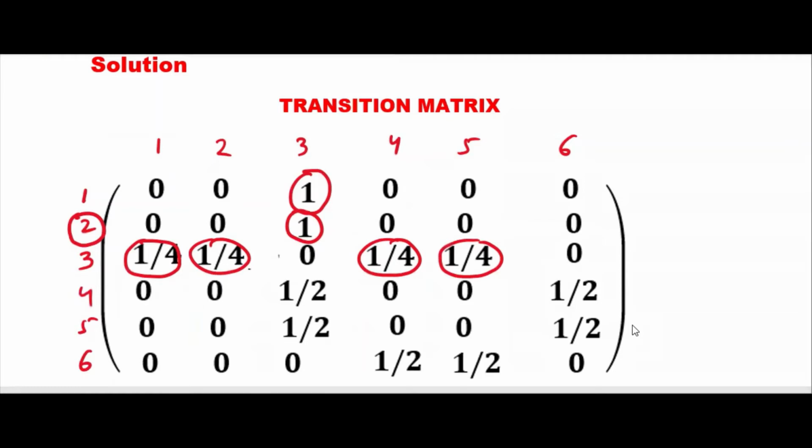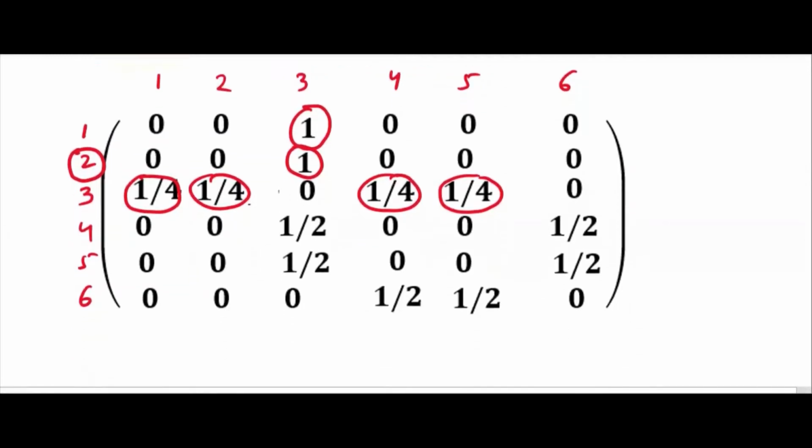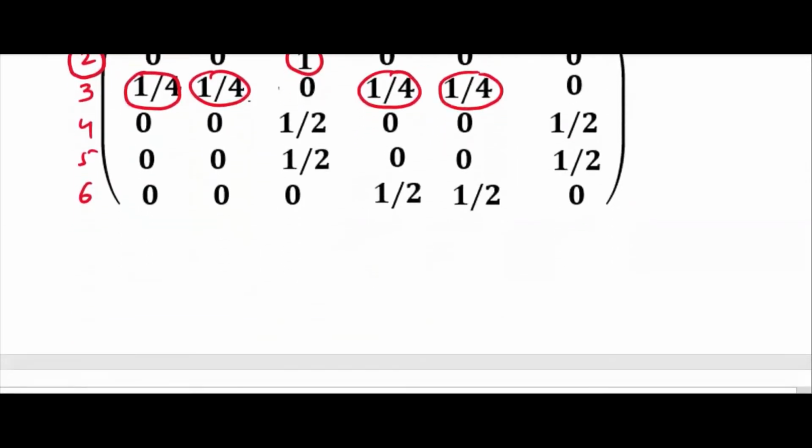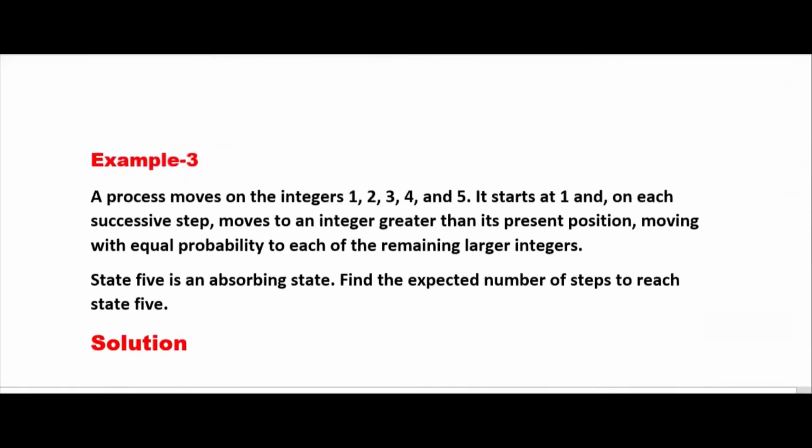From 4 there are 2 ways, half and half. From 5 also 2, and from 6 also 2. You can verify. This is the transition matrix, and then you can find P square and do a whole lot of things. I am not interested there.